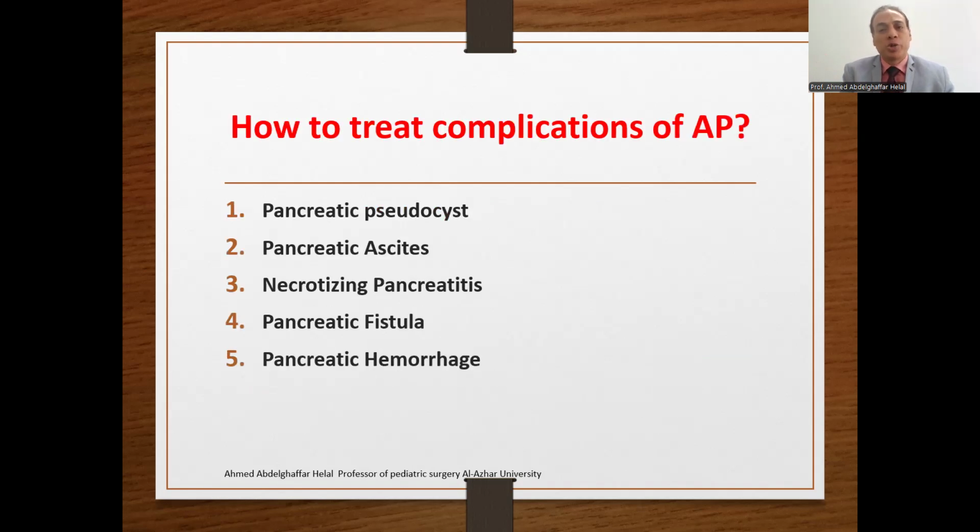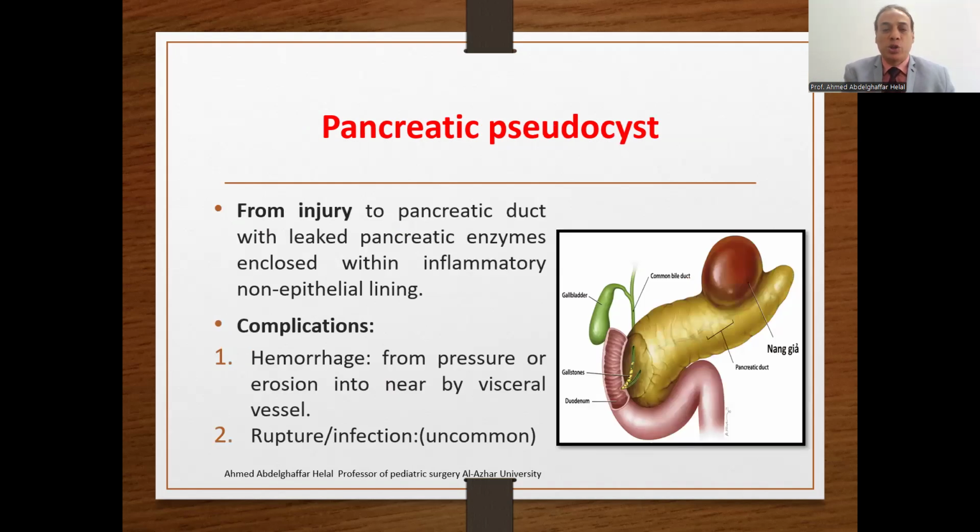How to treat complications of acute pancreatitis? We know pancreatic pseudocyst, pancreatic ascites, necrotizing pancreatitis, fistula, and hemorrhage. Regarding pseudocyst, all of us know that a pseudocyst results from accumulation of leaked pancreatic enzymes due to pancreatic trauma or acute pancreatitis, enclosed within an inflammatory non-epithelial lining. So it's called a pseudocyst. This pseudocyst may produce hemorrhage by erosion into a nearby vessel. Visceral vessels may rupture, and infection, although uncommon, may occur.